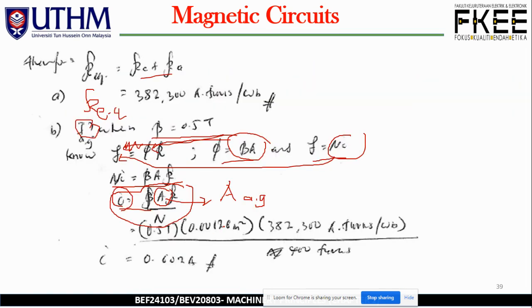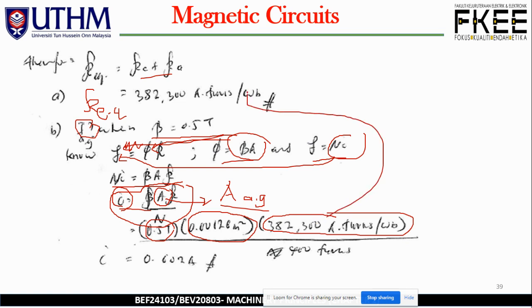All right, so be extra careful. So the A gap is actually 0.00126 meters square, the one you counted in the factor of fringing effect. Okay, so 0.5 Tesla for B. So this is for 382,000 for the total R or reluctance. This is actually coming from here. Okay, and over N number of turns, and yielding I equal to 0.602 ampere.